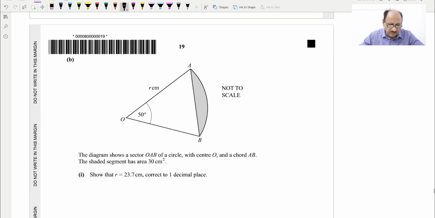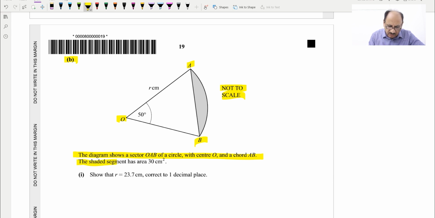Hopefully you understand this. Now for B part, it says that the diagram is not to scale. The diagram shows a sector OAB. This is a sector of the circle with center O and a chord AB.